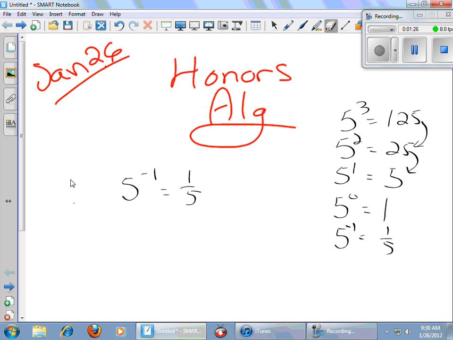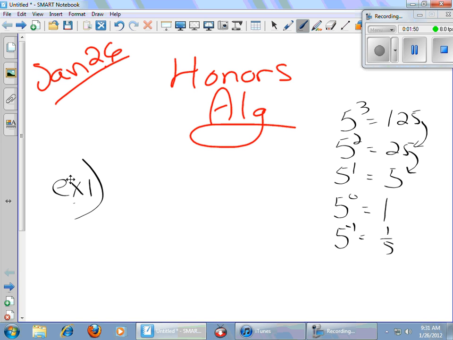All right, so if I had a problem, say like 3 to the negative fourth, well, I know that 3 to the fourth is 81, right? Well, 3 to the negative fourth would be 1/81. Okay, so now that we have that understood, let's look at example number 1.